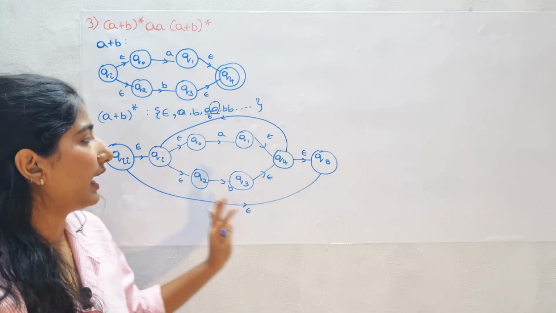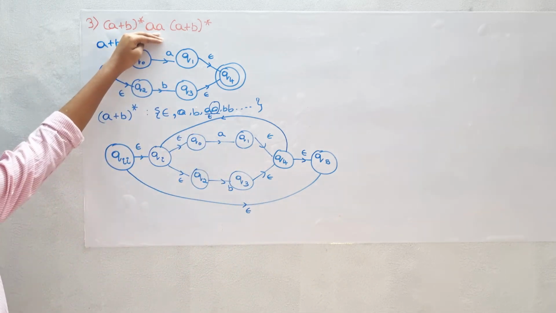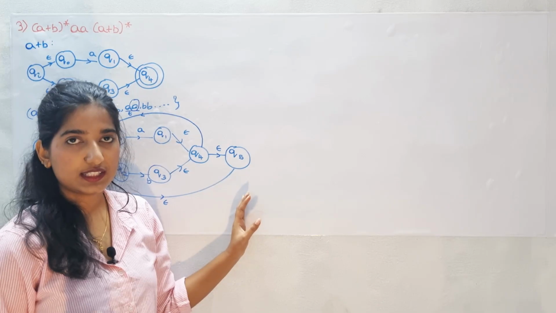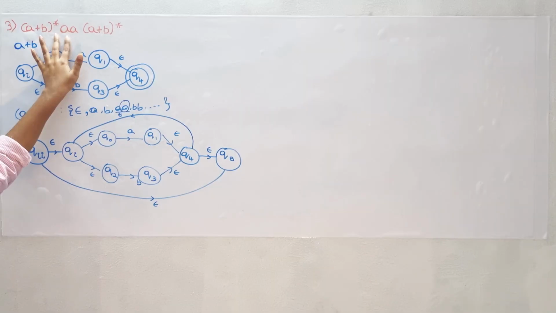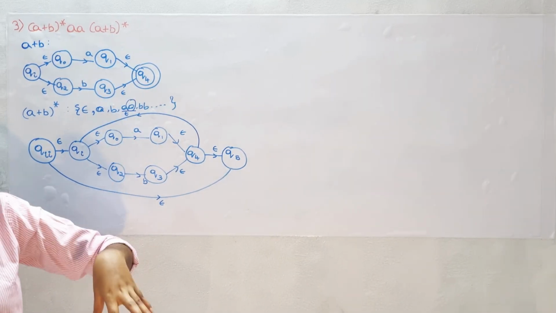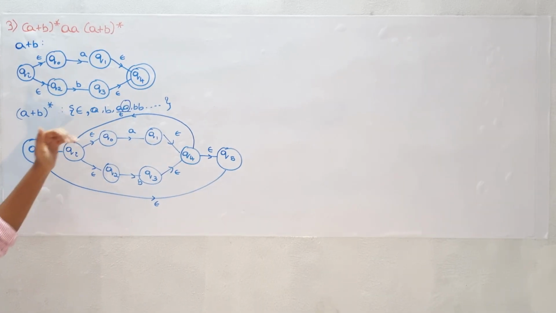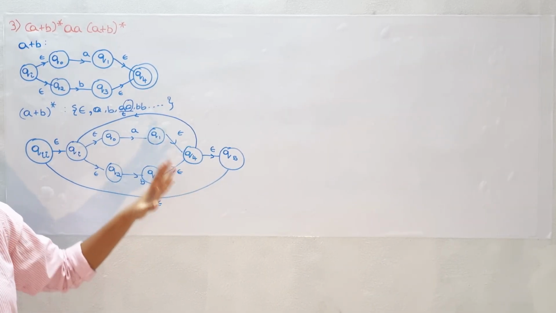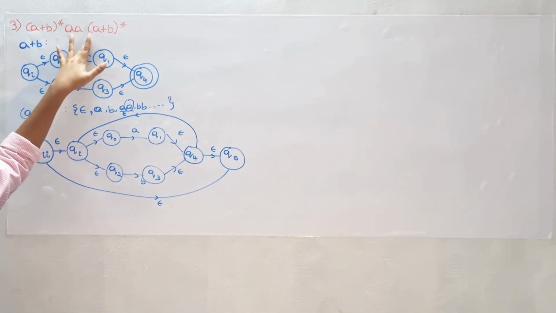This is how we write (a+b)*. And now we have aa. How to write this? Okay, this is (a+b)*, right? Now I have aa. aa means a followed by a. So there is no need of one initial state to choose whether I have to go here or here, right? Because it must and should have a first and another a second.